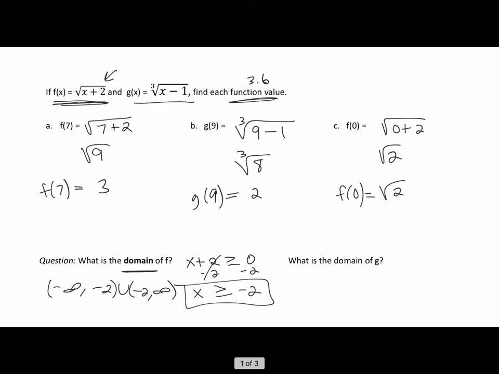Now if we look at the function g, it's the cubed root function. And remember, the cubed root function is defined everywhere. We don't need to restrict the radicand. And so this is going to have a domain of all real numbers from -infinity to positive infinity.